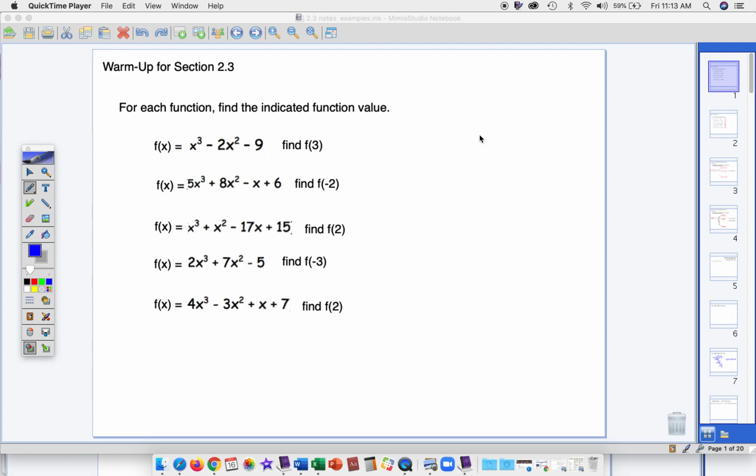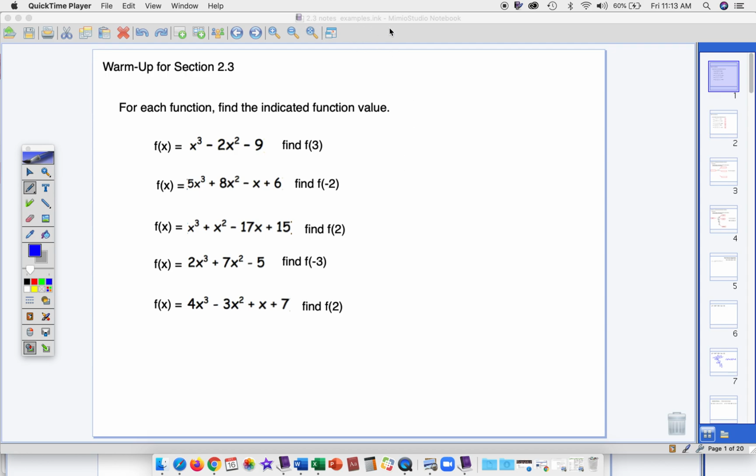We're going to start off with a warm-up. So I'd actually like you to pause the video right away and evaluate each of these functions at the given value. So go ahead and do that and then come back when you're done. You can use your table on your calculator if you want to do it that way, or you can plug in the values.